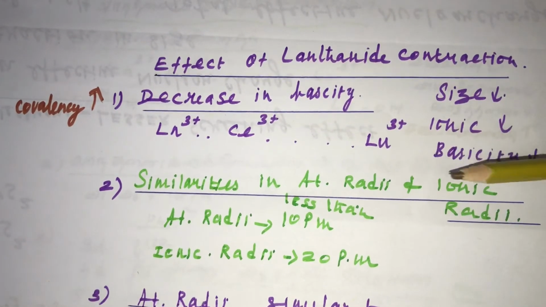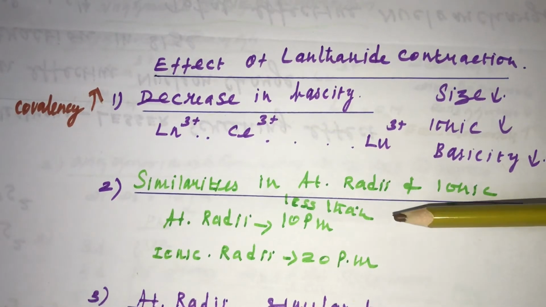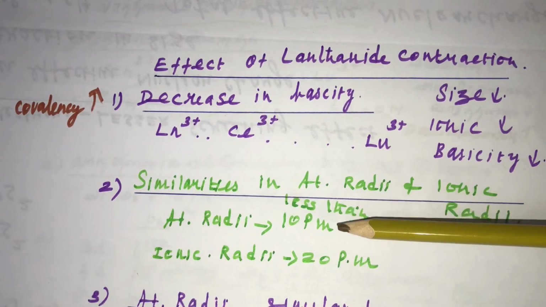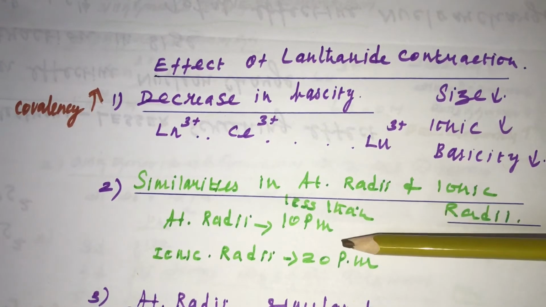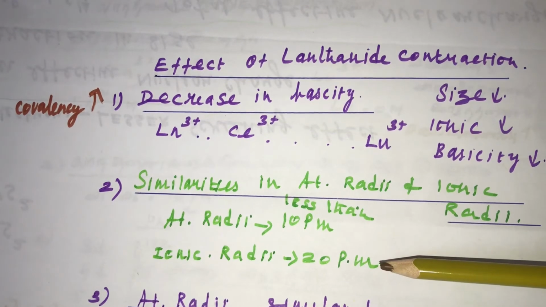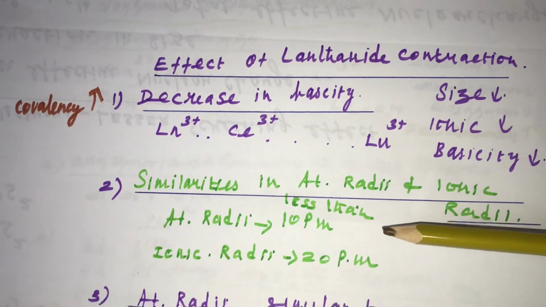And there are similarities in the atomic and ionic radii of all lanthanides. Due to the lanthanide contraction phenomenon, the atomic radii of all lanthanides differ by less than 10 picometers and the ionic radii also by less than 20 picometers. Due to this, they look almost similar.